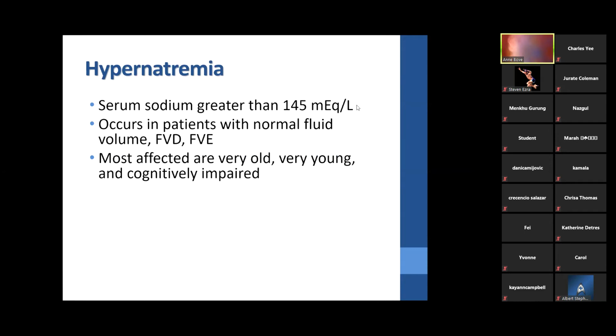Hypernatremia is seen as a sodium level greater than 145 milliequivalents per liter, and this is going to occur in patients who have normal fluid volume or have a fluid volume deficit or excess. But usually what you see it in is a fluid volume deficit, and usually it's the people on the extremes, the very young, the very old, because of their fluid status, and people that are cognitively impaired because they're not taking in appropriate volume.